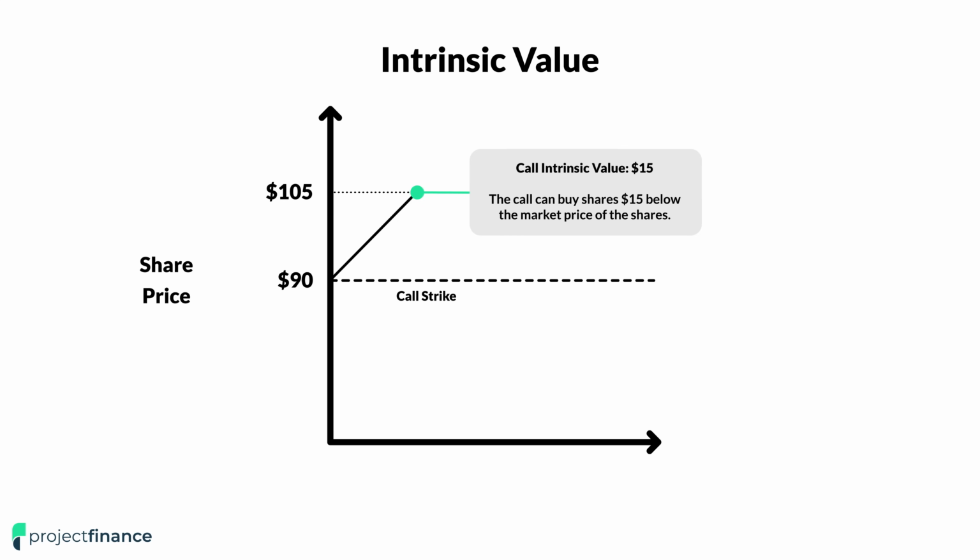That is, there's a $15 benefit of buying shares at the $90 strike price instead of the $105 share price. So if the stock price is above the call's strike price, the call's price will be at least the value of its intrinsic value. And at expiration, a call's value will be equal to its intrinsic value, if any. If the stock price is below the call's strike price, the call has no intrinsic value.